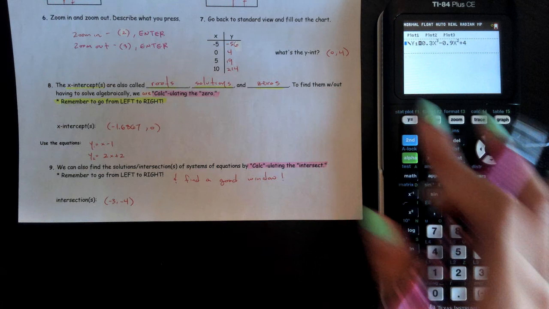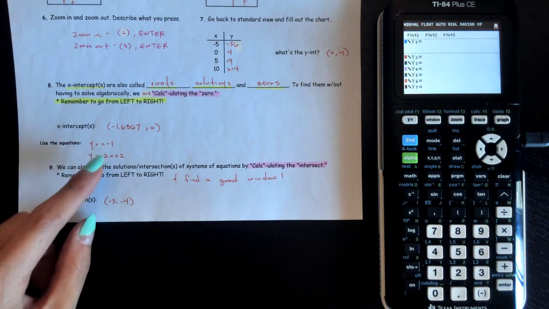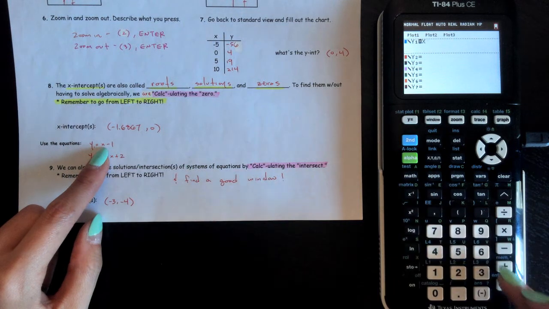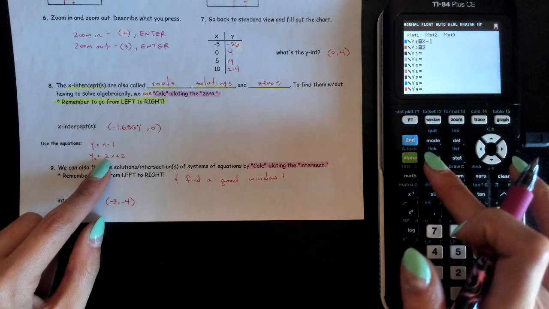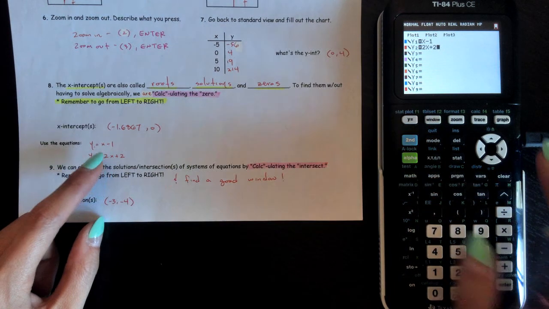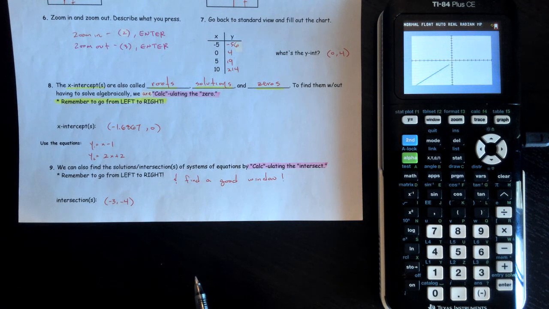So I'm going to go to my y equals. I'm going to go ahead and clear that. And then I have my first equation, x minus 1. I have my second equation, 2x plus 2. I'm going to go ahead and graph that. If it's not already in standard mode, make it in standard.